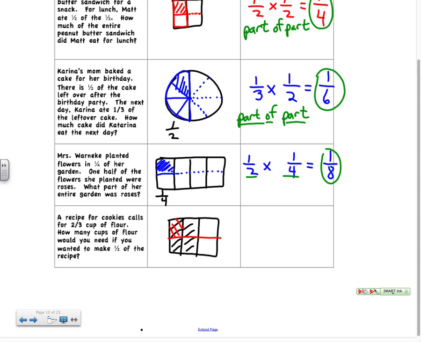I'm double shading here. So half, if I look at that half, that is 2 out of a total of what would have been 6 pieces. So let's see what I actually did here. I had to find 1/2 of, or that means times, 2/3. And I get 2 out of 6. Which if I were to simplify this, I'd get 1/3. This one's a little trickier. We'll talk about it more in class tomorrow.